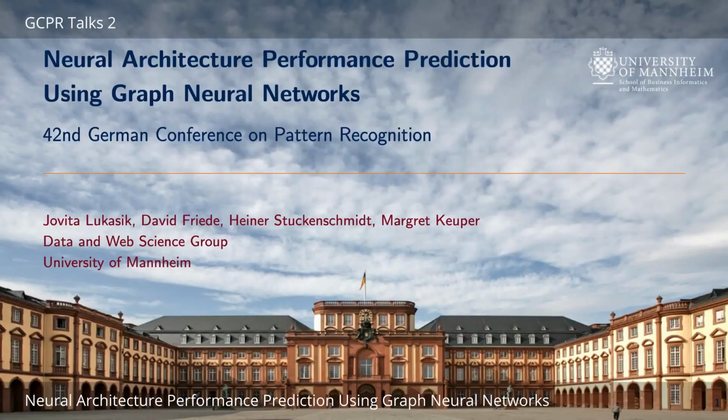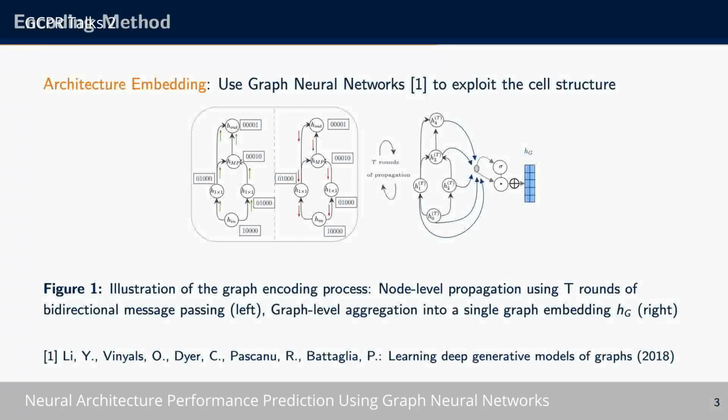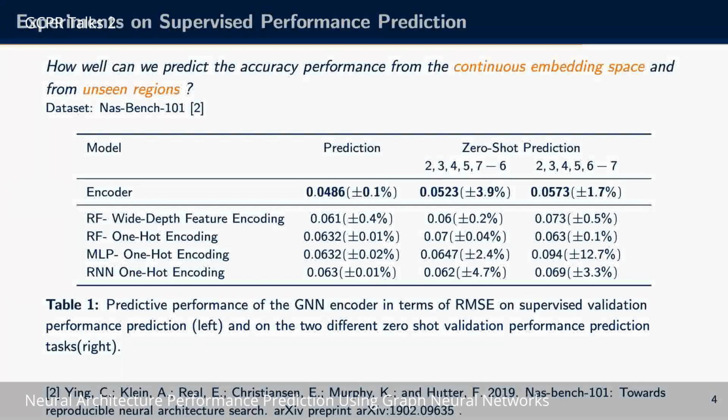Thank you. Hello, my name is Jovita Lukasic and I'm going to give you a short overview about the work Neural Architecture Performance Prediction using Graph Neural Network. In this work, we present a surrogate model to learn to predict accuracies of convolution neural architectures in a supervised way. For that, we use a graph neural network from the literature to map the graph data architectures into a latent space, which is then trained jointly with a regressor for different performance prediction tasks.